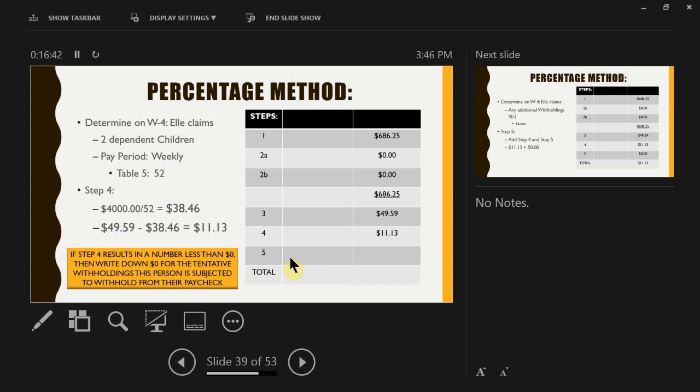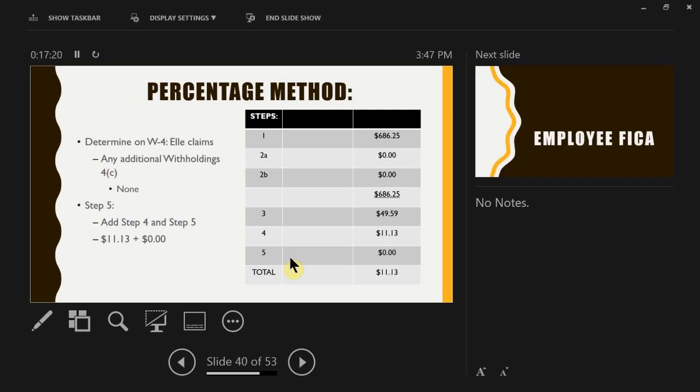So once again, if step 4 results in a number less than 0. If I claim 2 children, like that one example, and it turns out to be a lot more than that, and you try to deduct it from your earnings, or the tax that you're supposed to pay, if it's a negative number, you're just going to make it 0 automatically, because that means you pay no income tax. Okay. All right.